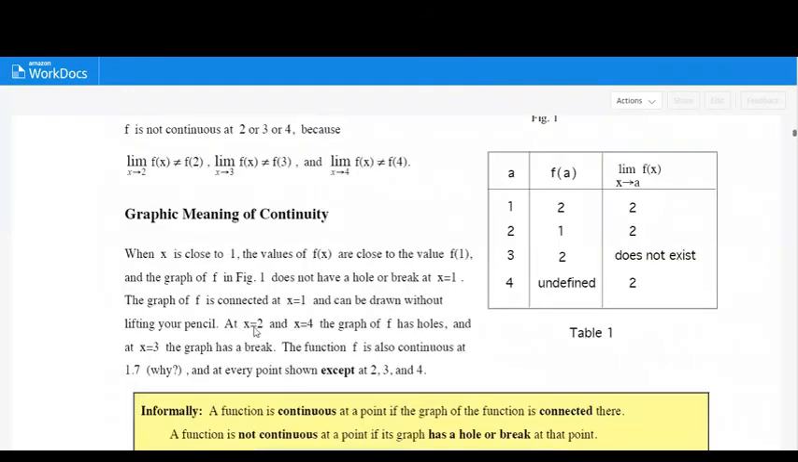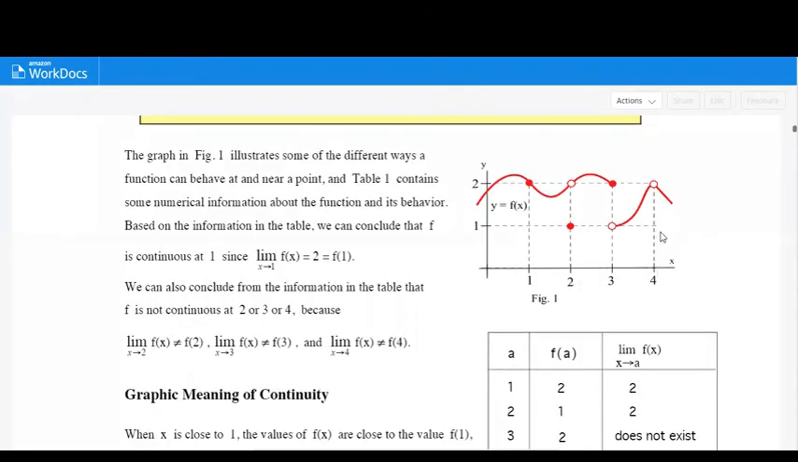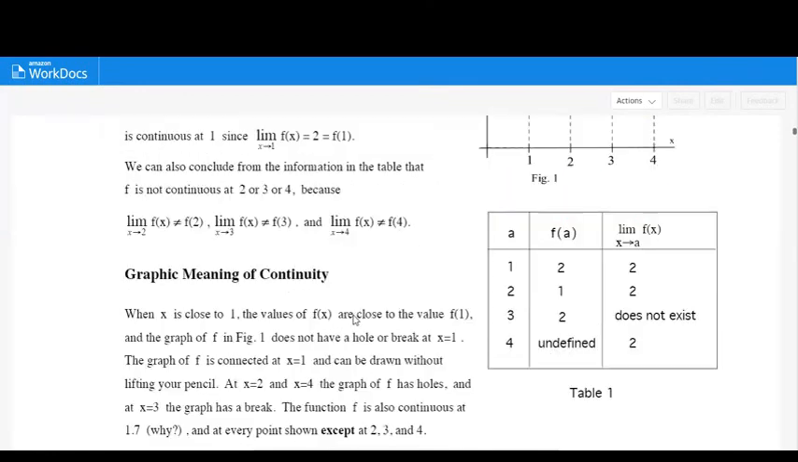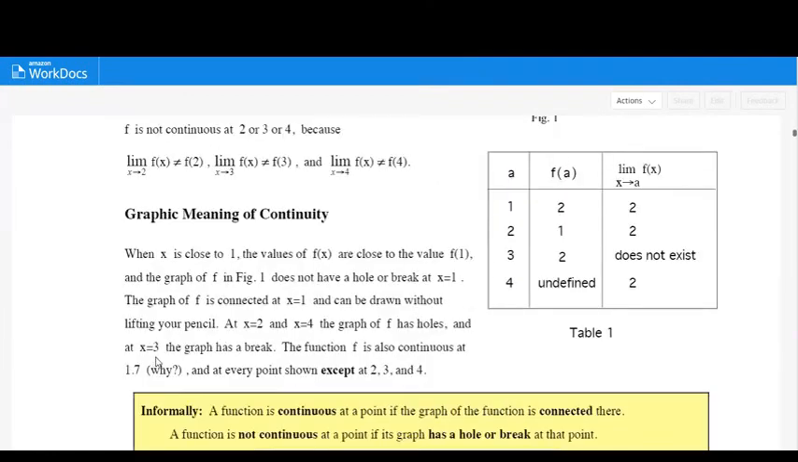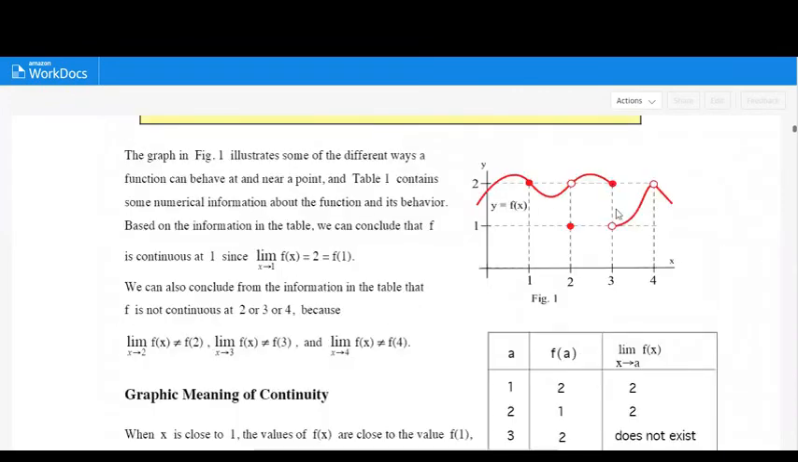Okay, here at x equals 2 and x equals 4, the graph of f has holes. Yan, x equals 2 and x equals 4. May mga holes dyan. Okay? And at x equals 3, the graph has a break. Okay, dito may break siya. Yan. Kumbaga, hindi connected dito kasi may break dyan. And then, makikita mo din kasi nga hindi solid yung broken line dito. Yan. Okay, so hindi siya connected.